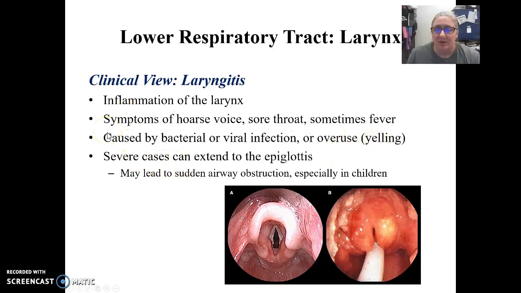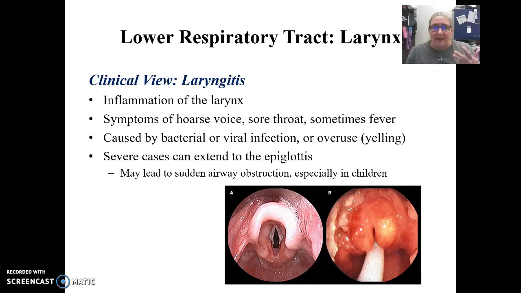Typical symptoms are a hoarse voice, sore throat, and if you have an infection, it's going to lead to fever and lethargy and stuff like that. But if it extends to the epiglottis, so this is your epiglottis again, it can lead to epiglottitis. And epiglottitis is very serious because it can cover your trachea completely, and then you have no air moving in, and that's really scary.